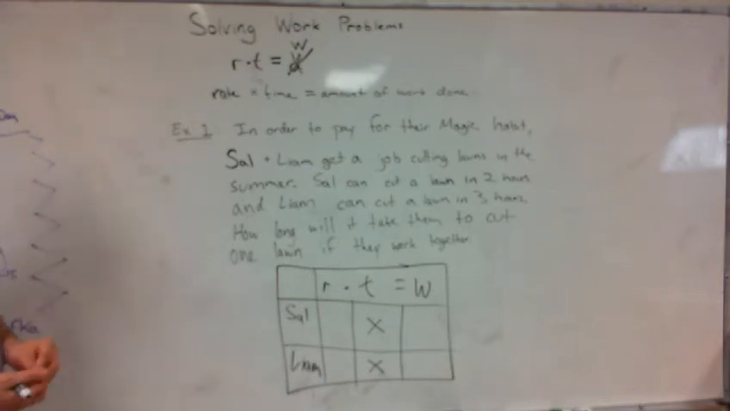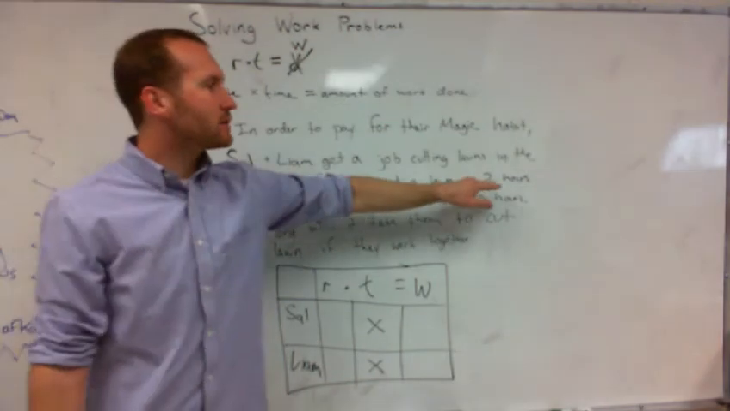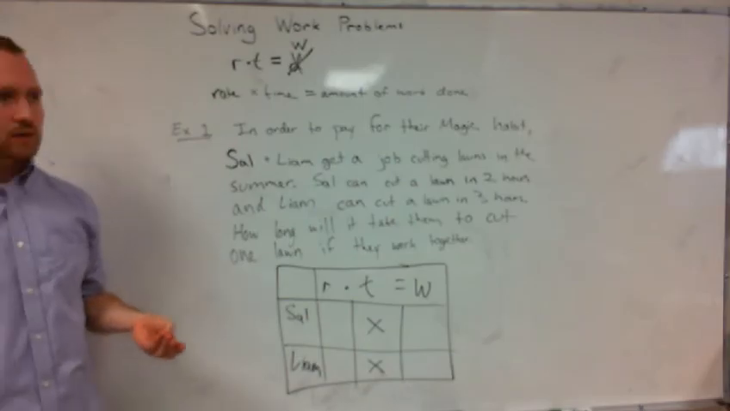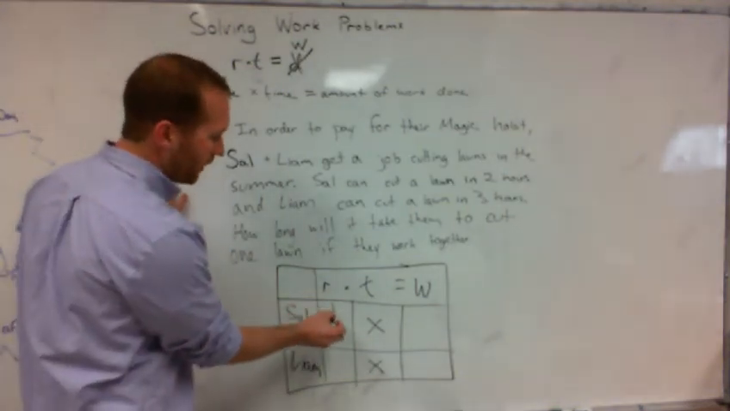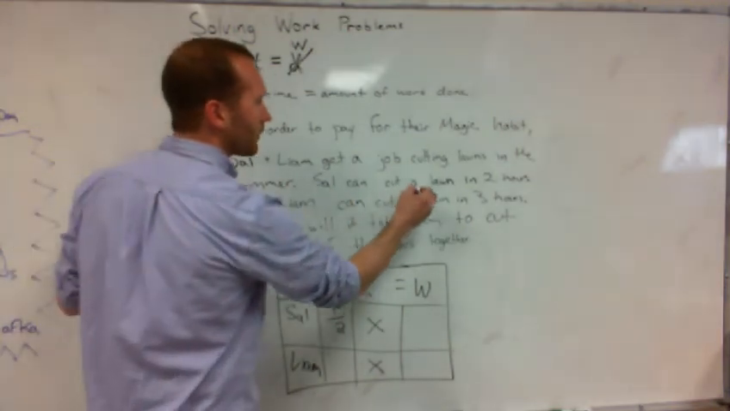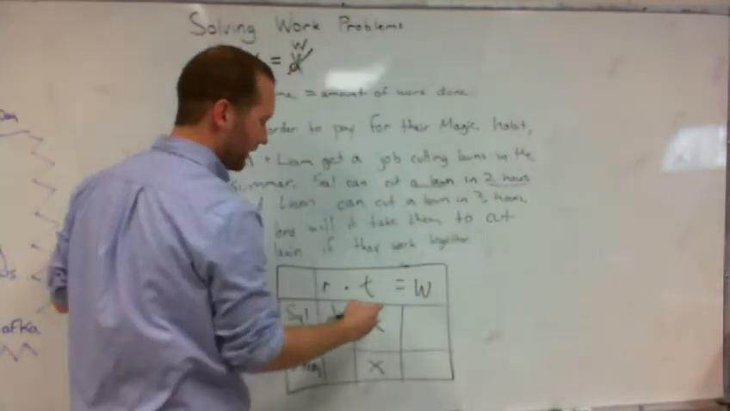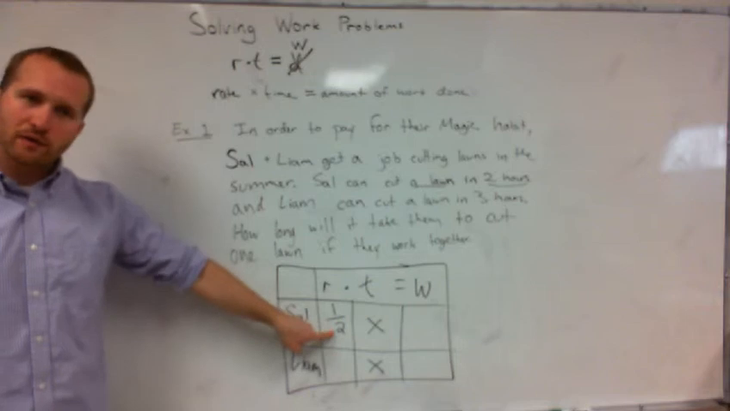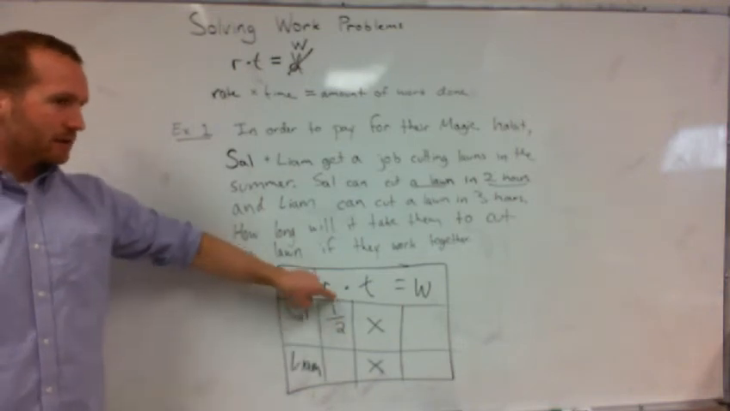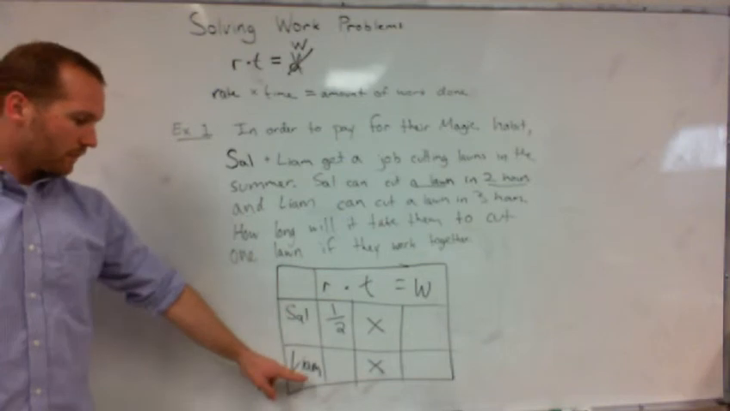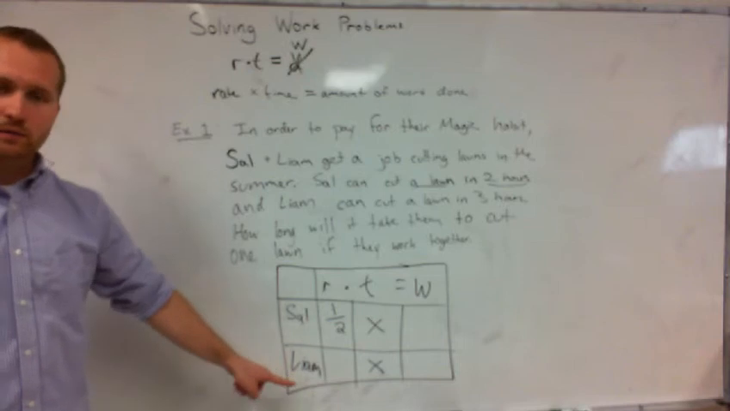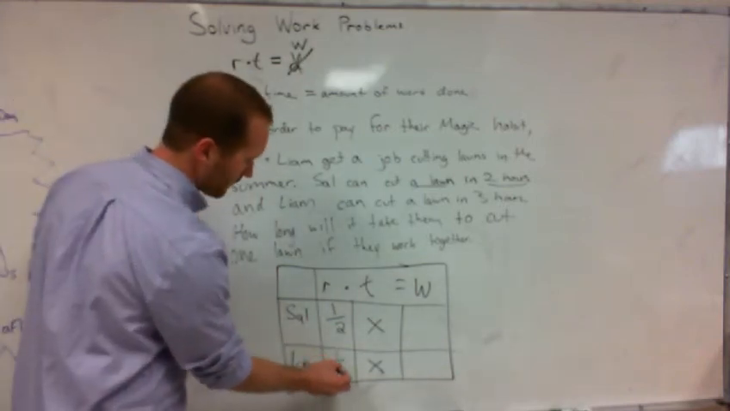So for Sal, it's 2. Okay, so Sal's rate is 2 hours, but that's a time, that's not a rate. It's one lawn for 2 hours. So Sal can cut one lawn in 2 hours. He can cut one lawn per 2 hours. And so the time is going to go in the denominator, and the amount of things he's doing is going to go in the numerator. So Sal was 1 over 2. What would be Liam's? 1 over 3. So then 1/2, x, and 1/3.